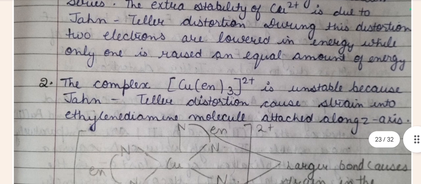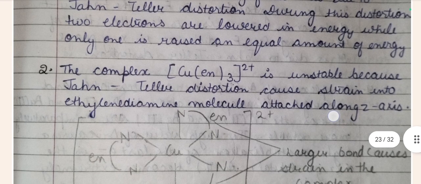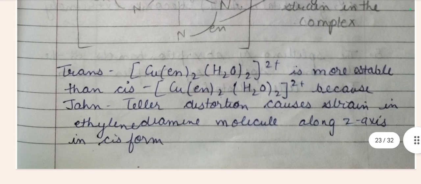The complex Cu(en)3 2+ is unstable because the Jahn-Teller distortion causes strain in the ethylenediamine molecule attached along the z axis. Trans-[Cu(en)2(H2O)2]2+ is more stable than the cis because the Jahn-Teller distortion causes strain in the ethylenediamine molecule along the z axis in the cis form.